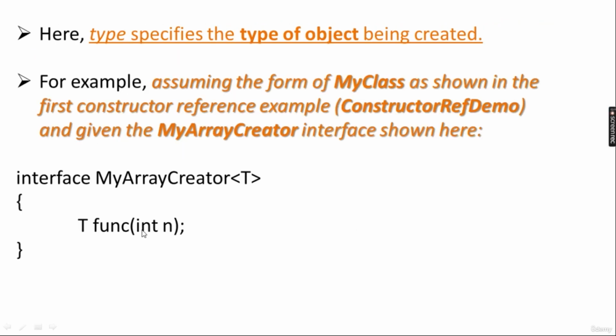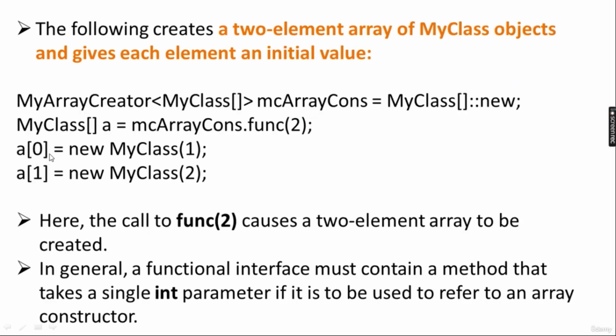Okay, so this is the type. This will be returning the array. Okay, this is the function name and it has one parameter n. A of 0, new my class 1. Okay, and each element will be initialized like this.